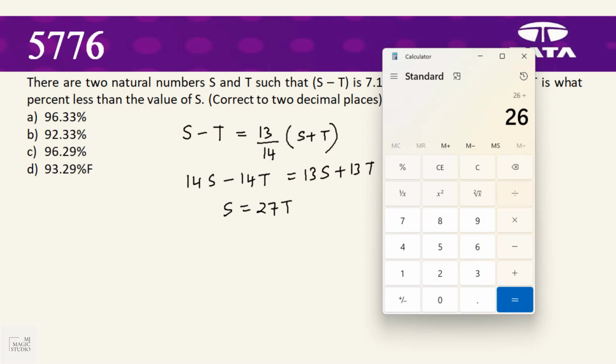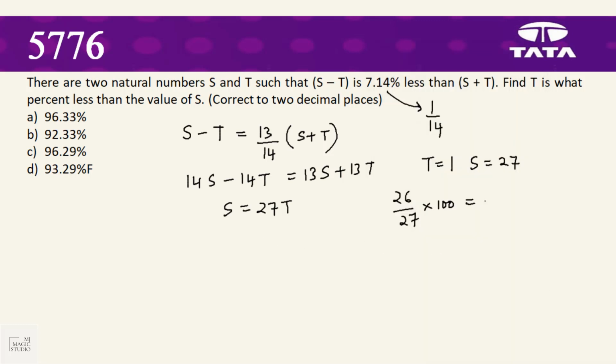into 100. We have our on-screen calculator. 26 by 27 is 96.29%. 96.29%, that is in option C.